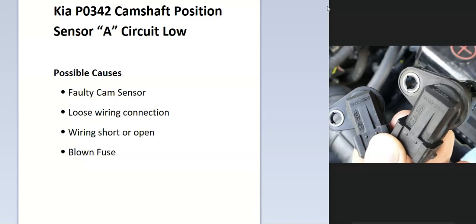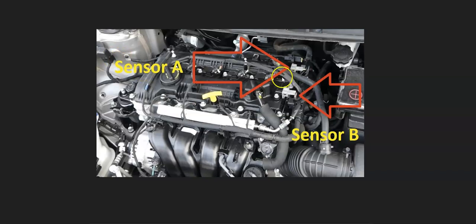The first thing to do when you get this code is to go locate sensor A, and sensor A is going to be on the exhaust side. It's always on the exhaust side. Sensor B is going to be on the intake side, and there more than likely are going to be two cam sensors. There can be one in some cases, mainly on older Kias, but in newer ones, there's usually two. This can vary a little bit depending on the model and the year.